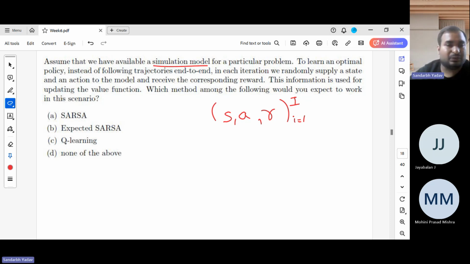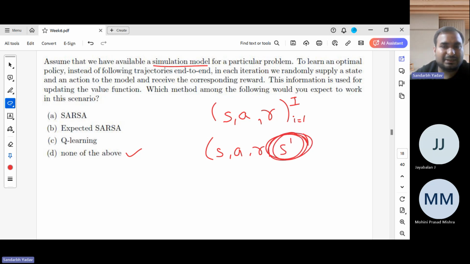So the answer for this question is none of the above because one thing is missing. When I mentioned the transition, the next state is not given to us. If the next state, one component of the data transition, is missing, then none of these algorithms will work. Not SARSA, not expected SARSA, not even Q-learning. None of them will work because we also need the next state to be supplied from the environment.